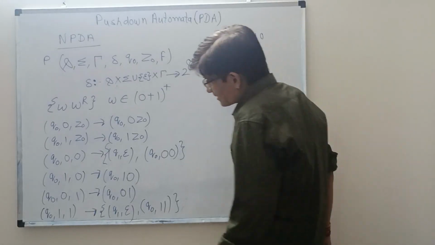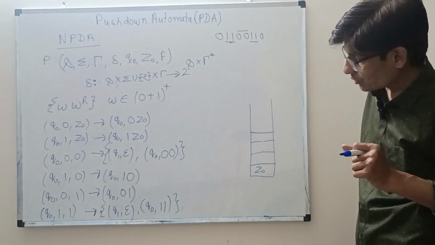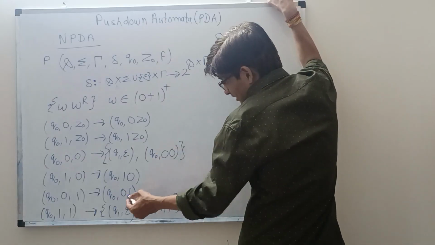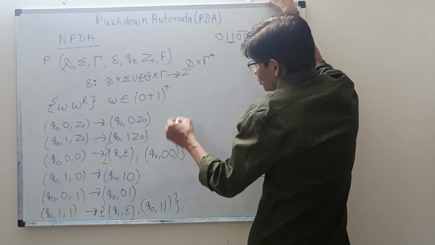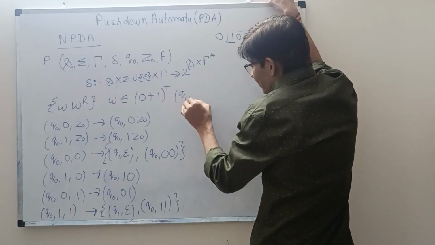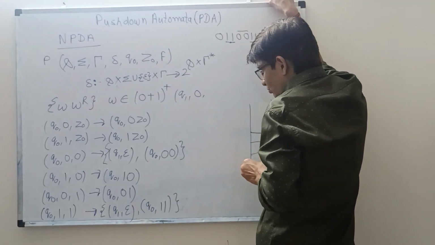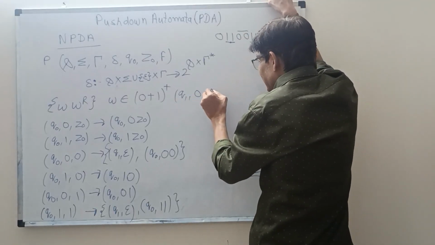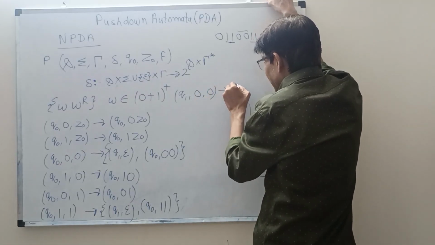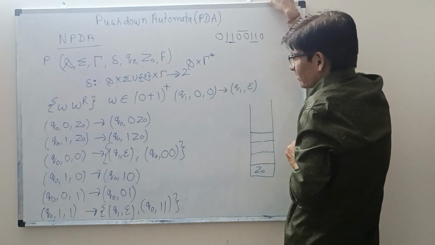Now we have considered all possibilities for the current state Q0. After reaching the middle of the string, we move to Q1, so now I will see all possibilities of Q1. If I am in Q1 and I read 0, then 0 must be on the stack top for a valid string. So I will stay in Q1 and pop one element from the stack.